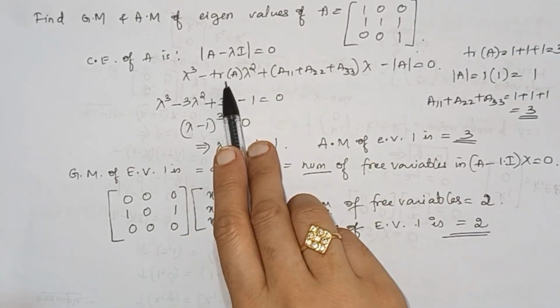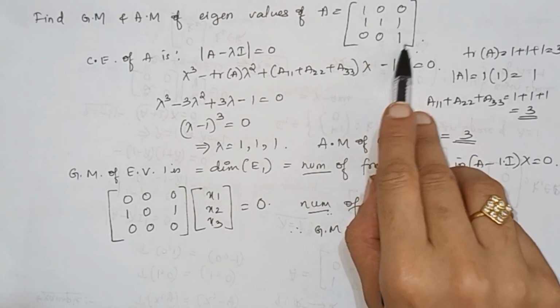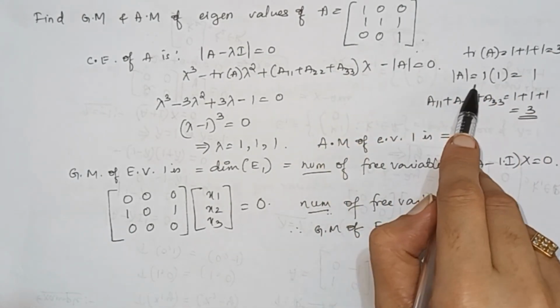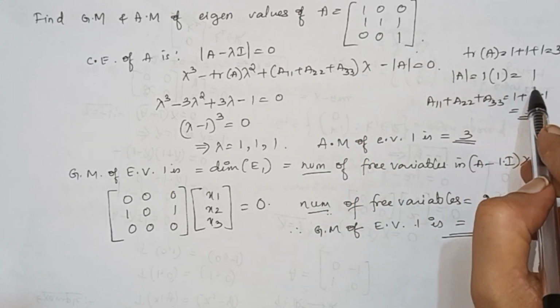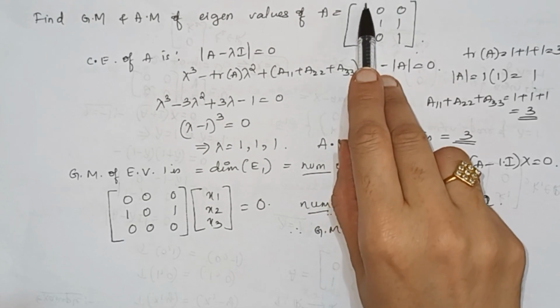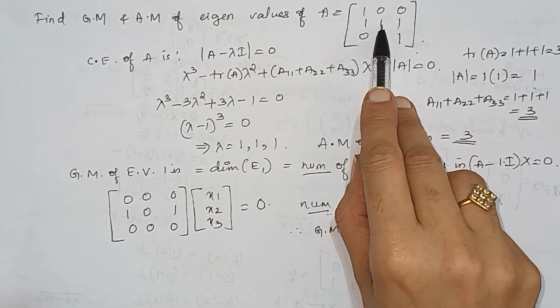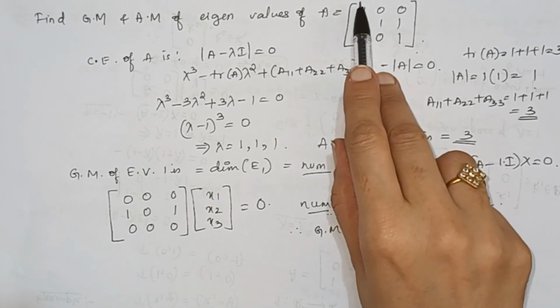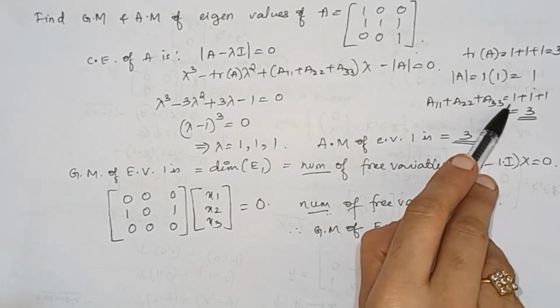So let us find them one by one. Trace of A is the sum of diagonal elements, 1 plus 1 plus 1, which is 3. Determinant of A equals 1 into 1 minus 0, which is just 1. Now the cofactors of diagonal elements: delete the first row and first column, and you will get this determinant. Evaluate this: 1 into 1 is 1, and the sign of each diagonal element is positive, so it is just 1.